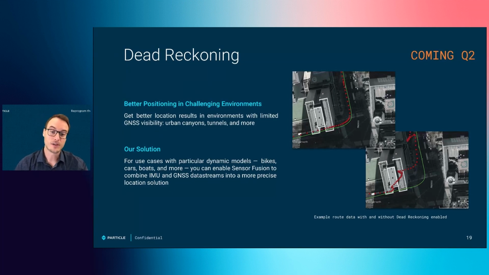This also allows for positioning to be extended. So in the case that I'm showing on the right here with an urban canyon, or perhaps your asset is moving through a tunnel, you're able to use those dynamics to predict where that device is going to end up based on its movement, even when you don't have satellites available.